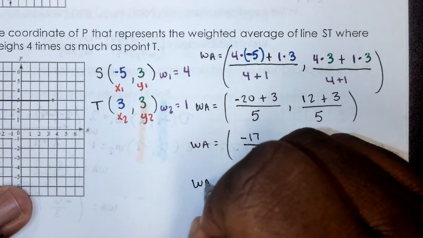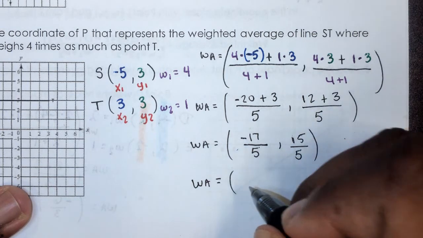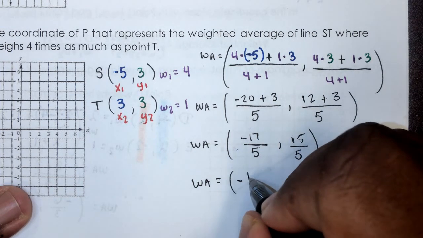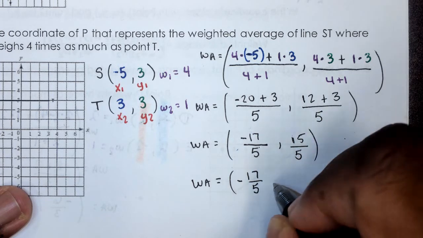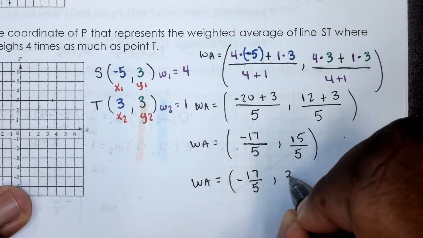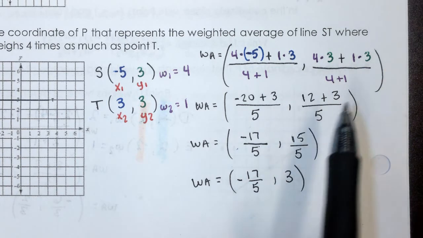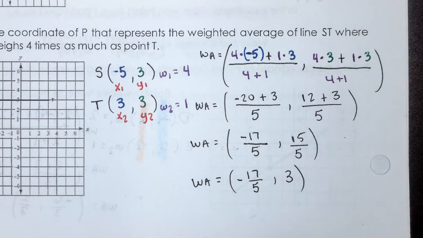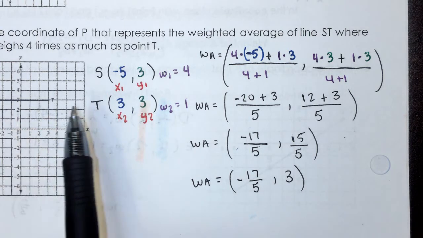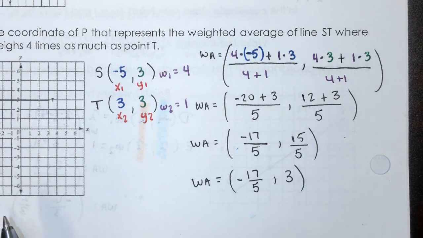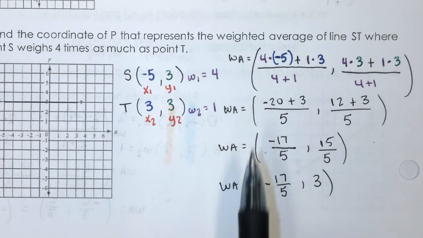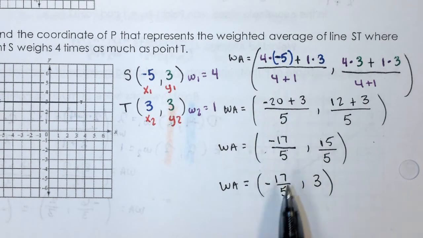Cleaning that up. Can't reduce negative 17 over 5, and it's not a whole number, so I'm going to leave it like this. 15 divided by 5, you should know it's 3. Like I said, your y value wasn't going to change at all anyway, because the line is horizontal. You were going to get 3 from the get-go. I just wanted to show you that even if you calculate it out, you still get 3. The one thing that was going to change was x, so we could have just stuck to this side.